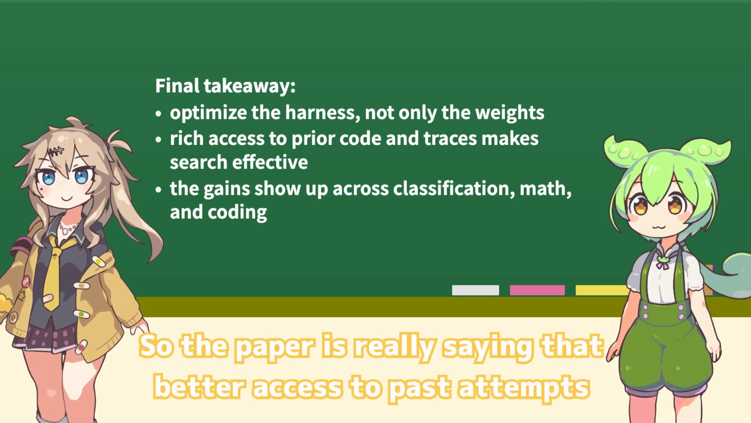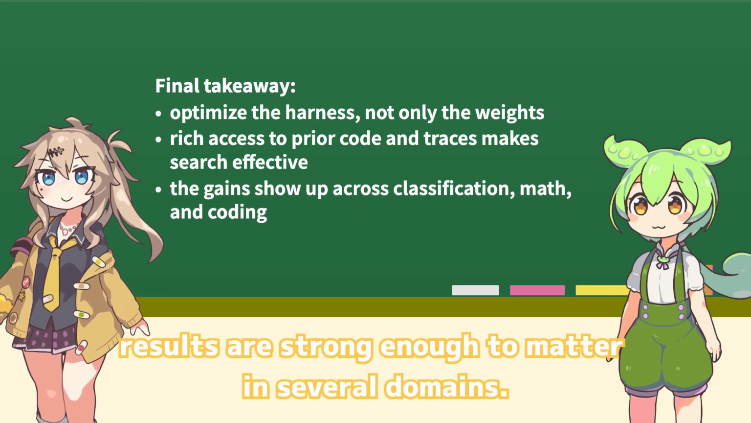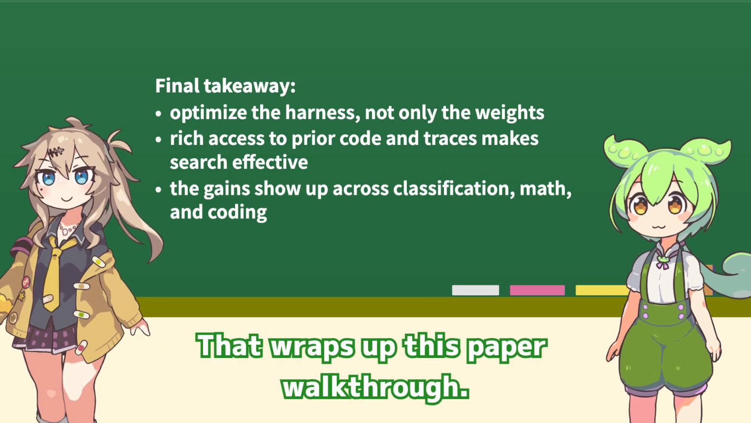So the paper is really saying that better access to past attempts turns harness engineering into a runnable search problem, and the results are strong enough to matter in several domains. That wraps up this paper walkthrough.